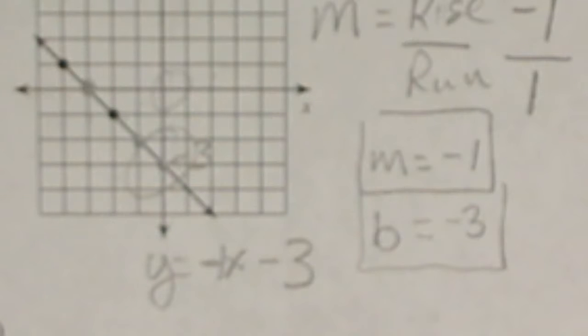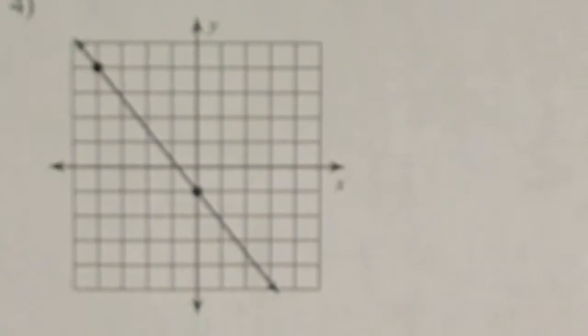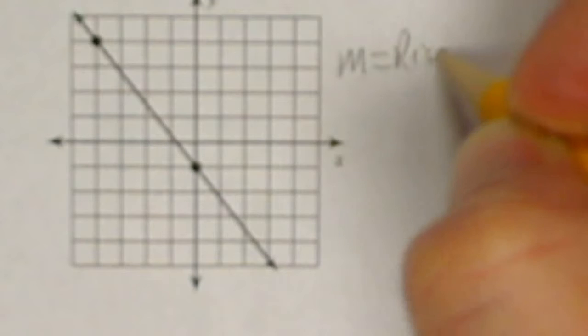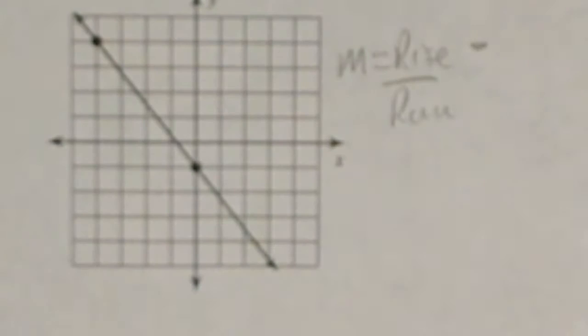So I'm going to do one more here. Let me pick a good one. I think this one will do just fine. So once again, the line's going down. We know this is going to be a negative slope. M is rise over run. But we're not rising, we're going down, so that's going to be a negative slope. They gave you 2 points here. I wanted to show this one because the rise and the run are going to be bigger numbers.